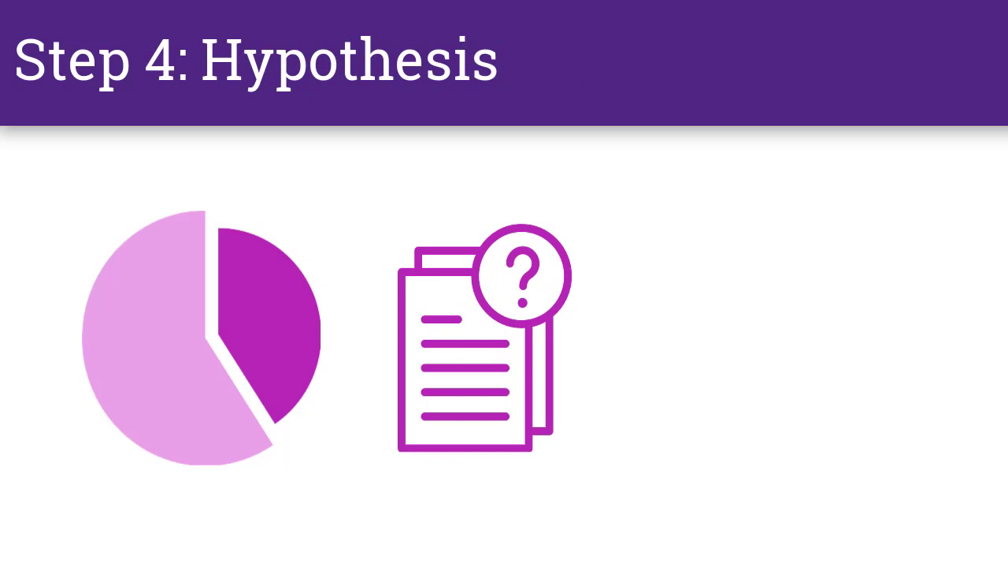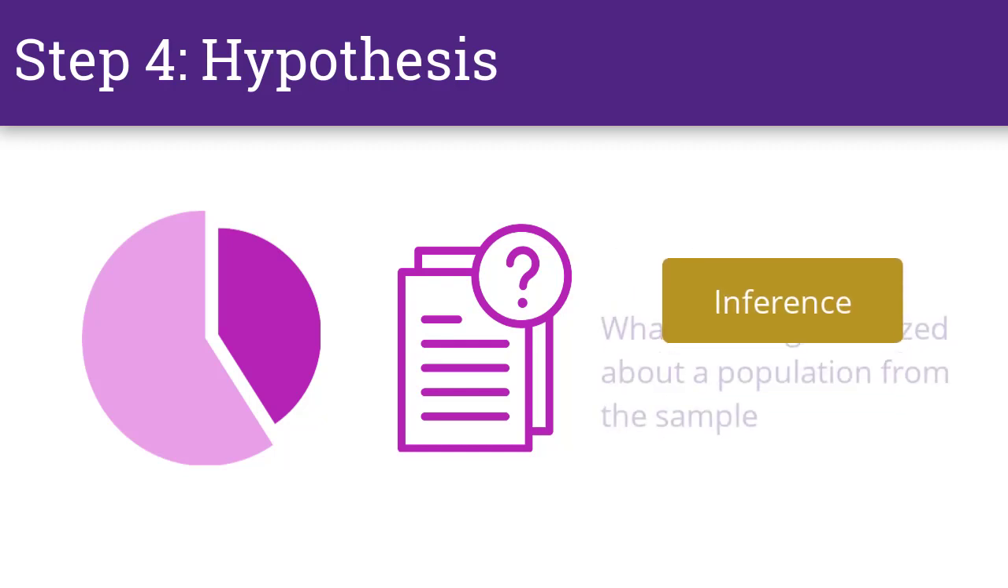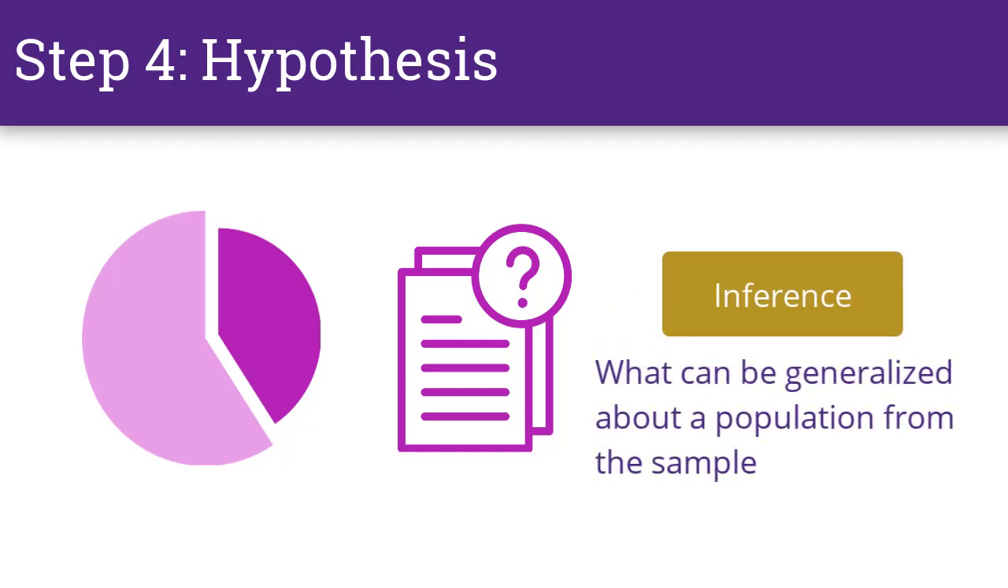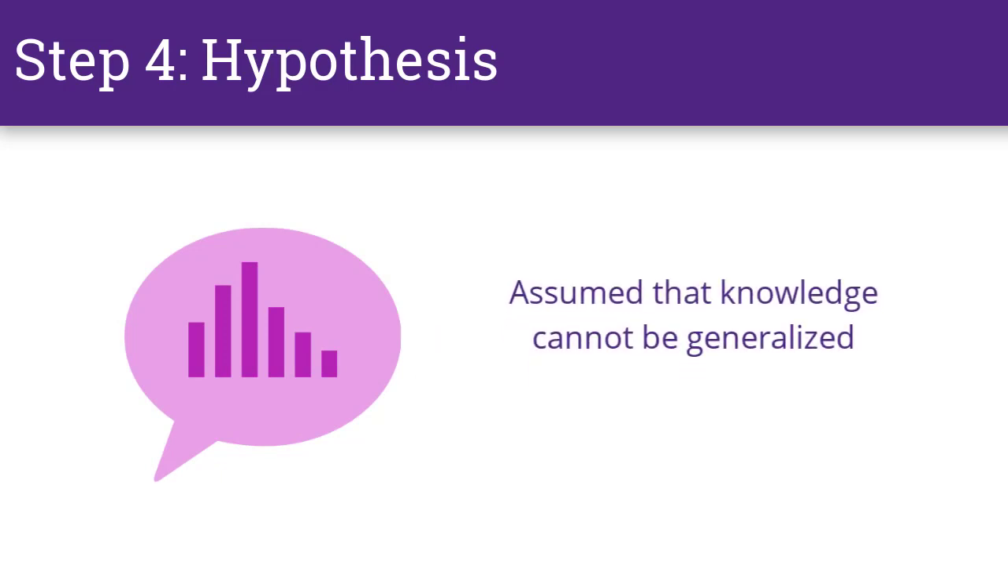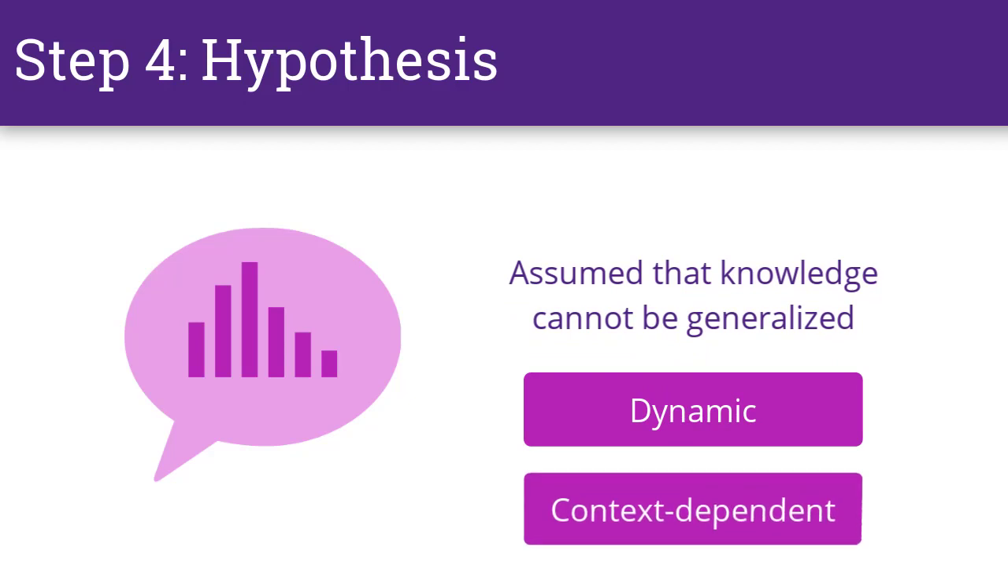Most quantitative research studies try to move away from simple descriptions of data and towards inference. Inference seeks to understand what we can generalize about a population from our sample and how certain we can be about these statements. In qualitative research, the aim is not to represent a population, as it is assumed that knowledge cannot be generalized since it is dynamic and context-dependent.